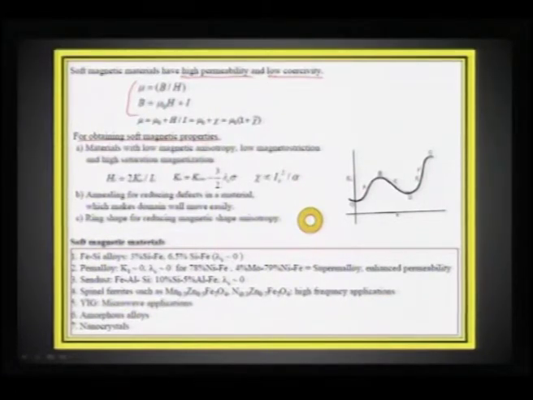One, a material with low magnetic anisotropy, low magnetostriction and high saturation magnetization has to be there. In the previous lecture I told you that when ferromagnetic moments oscillate, sometimes they can dilate and bring about a magnetostriction response, and those materials cannot be good soft magnetic materials. Therefore, it has to have a low magnetostriction.